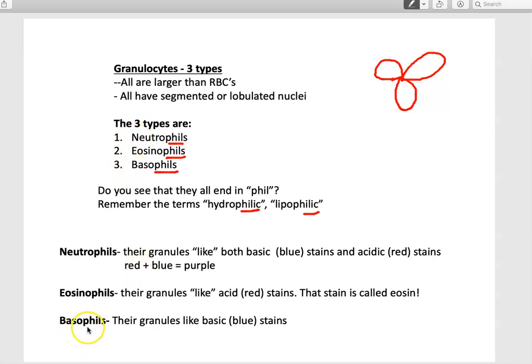Well, let's start down here with basophils. Their granules like basic blue stains. These stains are blue. So when you look at a basophil, he's going to have blue granules. Now, eosinophils like the stain called eosin. If you have done micro, you will have used that stain, and it stains reddish pinkish. So eosinophils like red stains. A neutrophil likes both the blue stains and the red stains, so he is going to stain more of a purplish color. Red plus blue will give you purple. So he's neutral. He likes both red and blue.